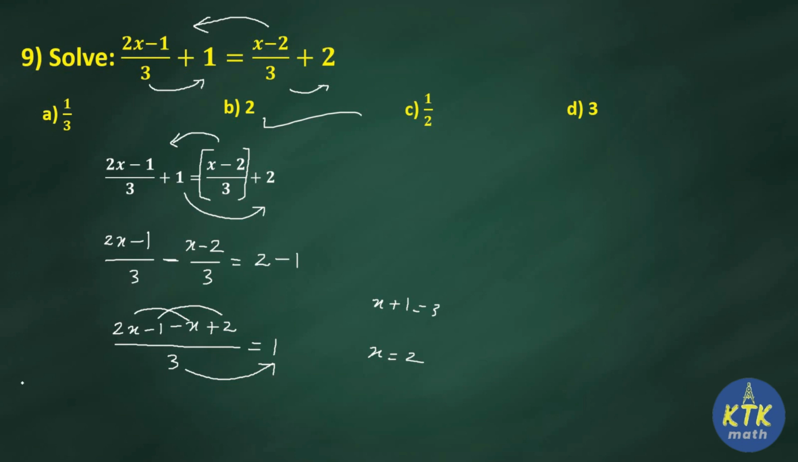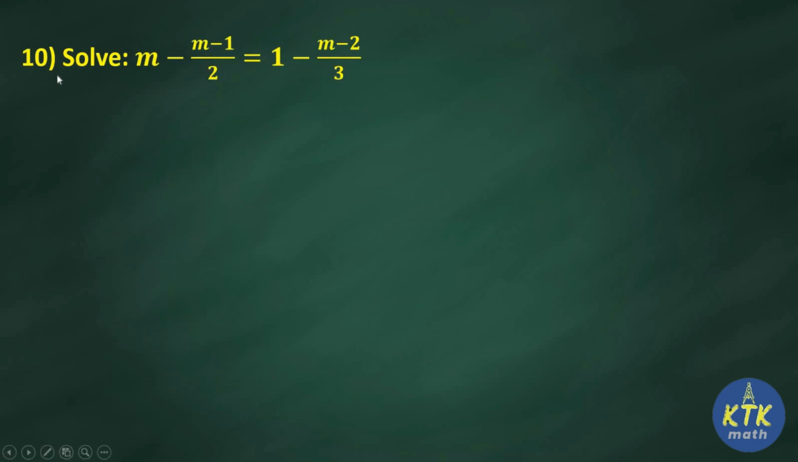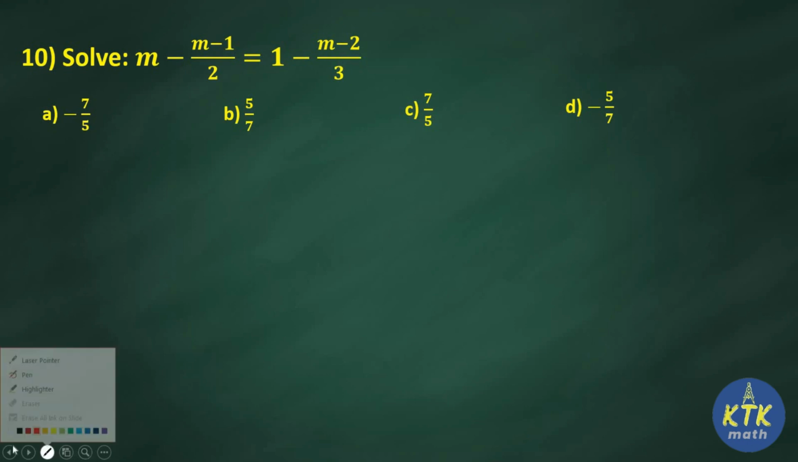Okay, question number 10, solve (m minus 1)/2 is equal to 1 minus (m minus 2)/3. Okay, here you have 3 terms containing m. So first term, second term and third term, all these 3 terms containing m there. Okay, now we will start as usual, write your question.